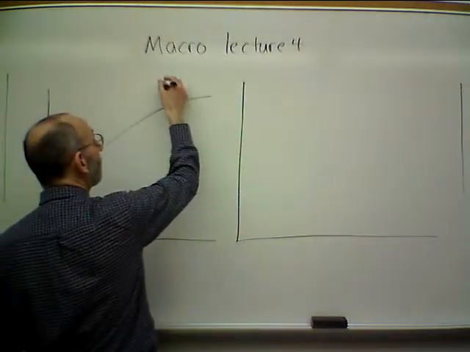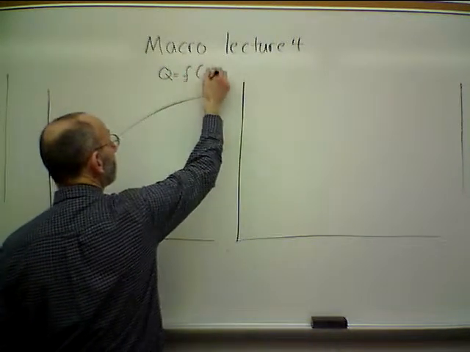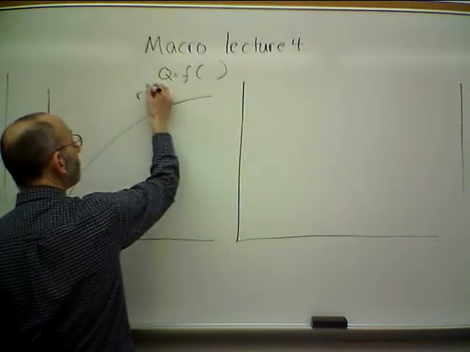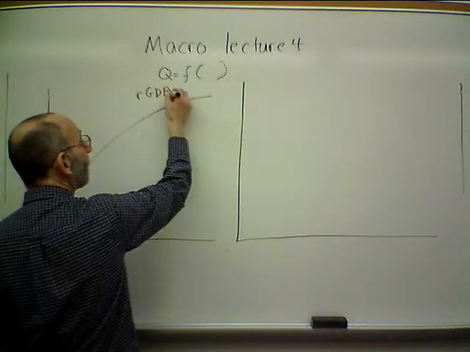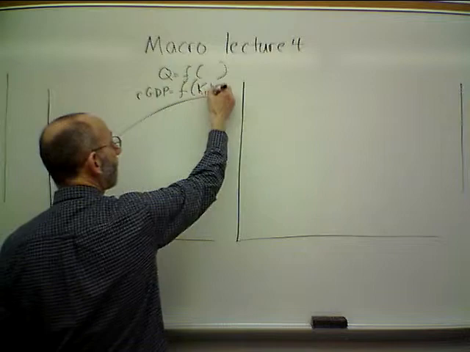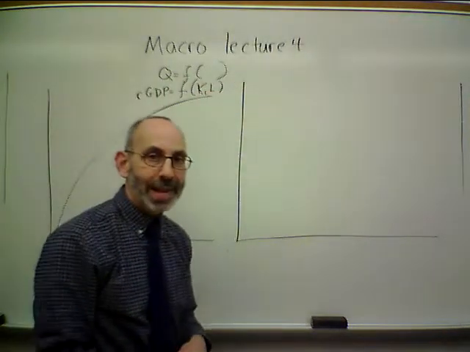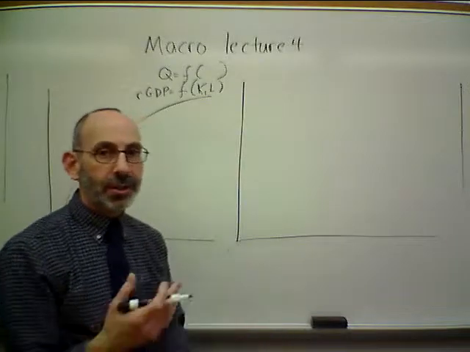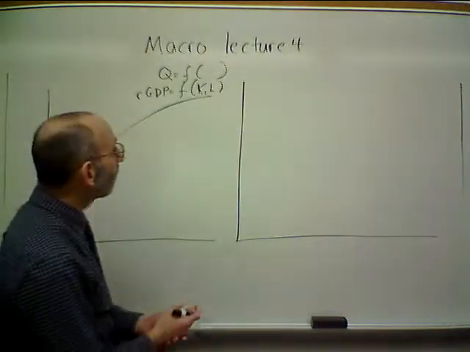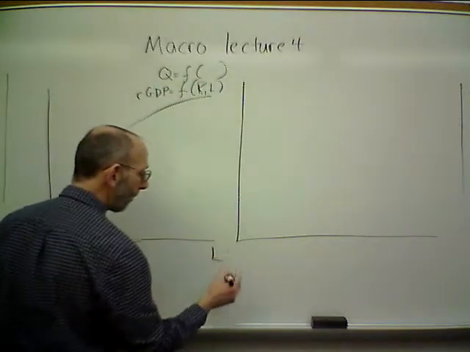We're going to say that output, and here, instead of in micro, where we did quantity as an implicit function of something, here we'll say real GDP, which is output, is an implicit function of what? Well, of capital and labor. Sometimes we talk about entrepreneurship and land and some other things, but to keep it simple, we'll just say that there are two inputs right now. And we're going to imagine that capital is held constant. We'll put labor down here.